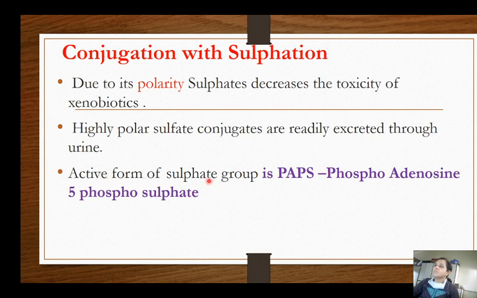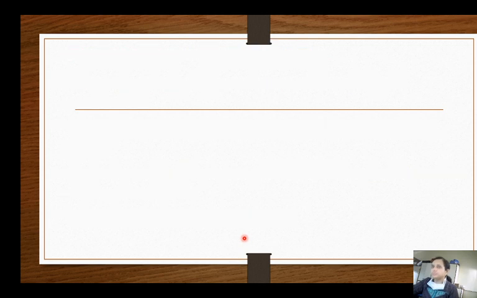The active form of sulfate groups is PAPS, that is phosphoadenosine 5-phosphosulfate. This phosphoadenosine 5-phosphosulfate is formed in cysteine metabolism. It is a derivative component of cysteine metabolism and acts as a donor of sulfate. Not only in the conjugation process, in any way where sulfate has to be donated, it is donated mainly by PAPS. The enzyme that catalyzes this conjugation reaction is sulfotransferase.